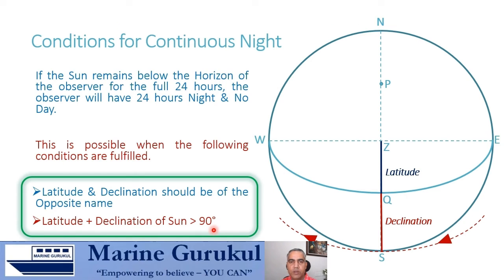for the sun to remain below the horizon for 24 hours, resulting in a 24 hours night or a continuous night. Whenever the sun has a northerly declination, in that scenario, the south pole has a continuous night or a 24 hours night, because lat and dec are of opposite names and the latitude plus declination is greater than 90. The same thing happens when the sun is having a southerly declination. There is a continuous night or 24 hours night on the north pole.